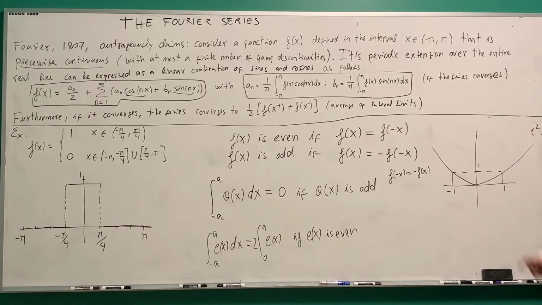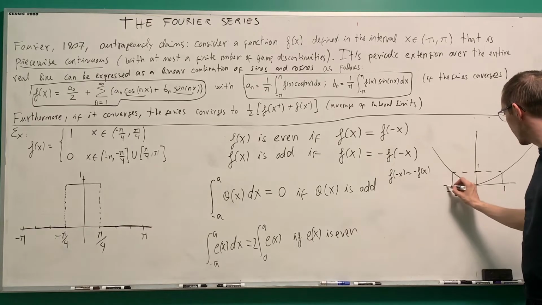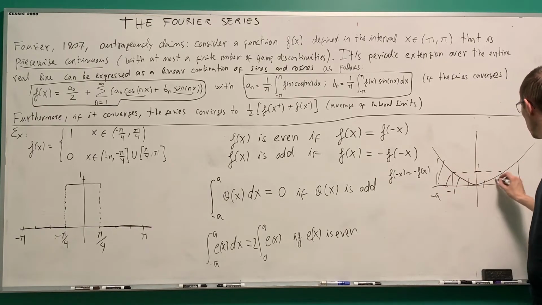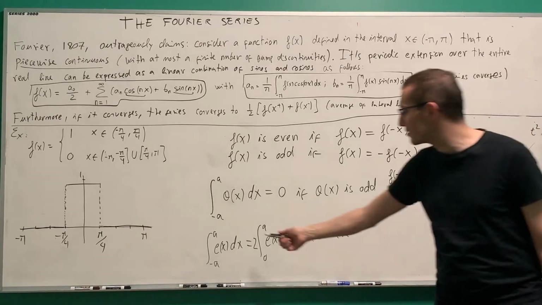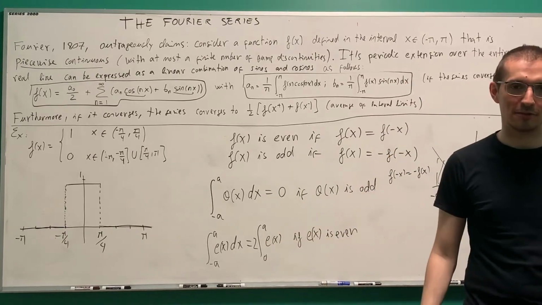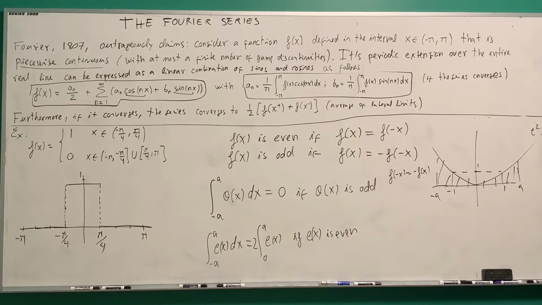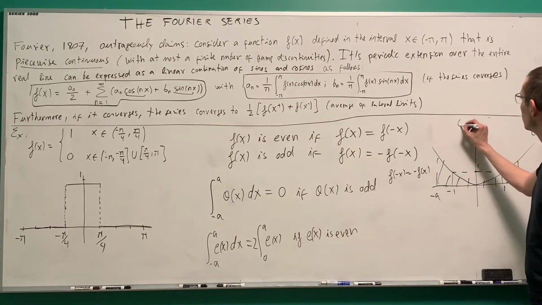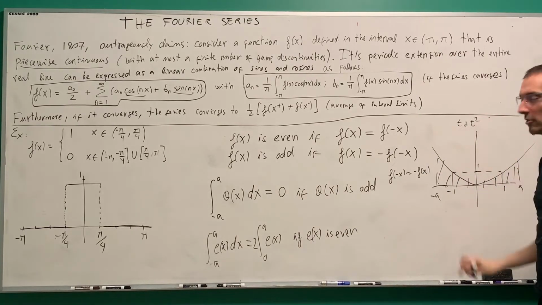If it's even, like any even polynomial with no independent term, then the integral from minus a to a, this area plus this area is the same area, so I can write it as twice the integral from 0 to the end of the interval. So far, so good. Now, parity of functions: you can have a function that is neither even nor odd. For example, t plus t squared is neither even nor odd.